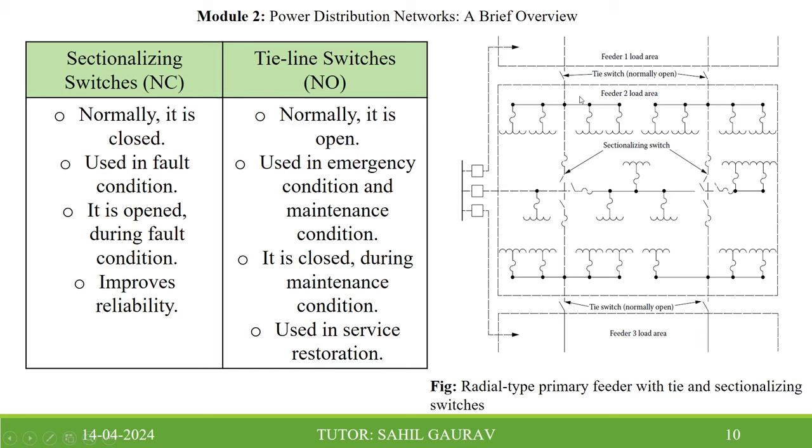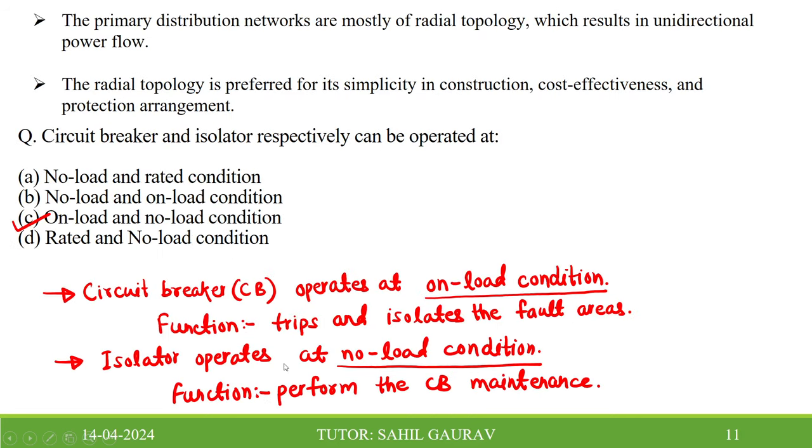No, both have different purposes. In a certain feeder area, we cannot have tie switches. For different areas, we have tie switches to connect different feeder areas. So the tie switch and isolation switch cannot be at the same point. They have different points. So I think it has no meaning with series or parallel. Okay, sir.